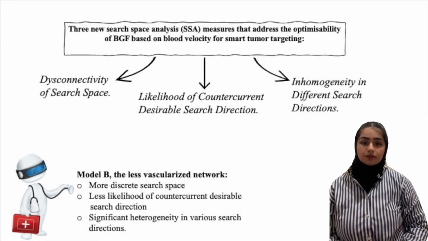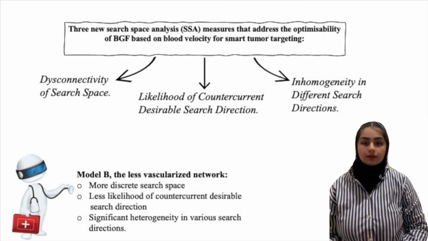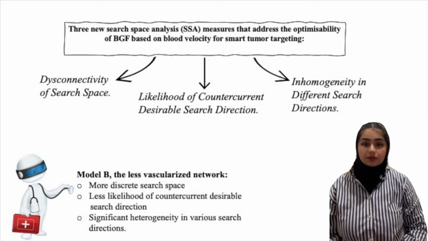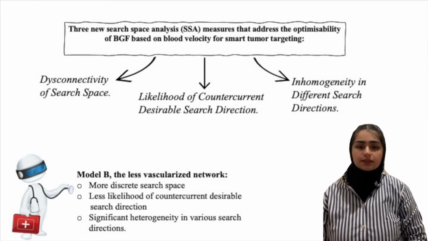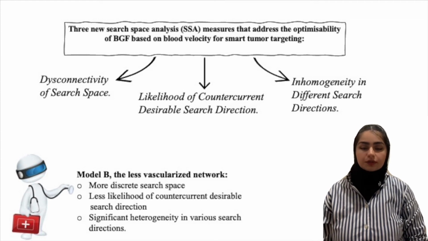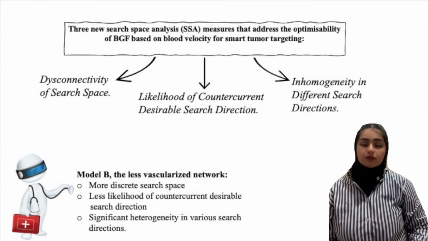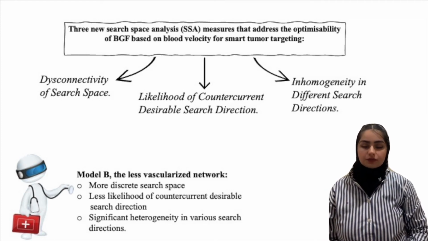The application of these measures concluded that for Model B, the less vascular model, firstly, a more discrete search space was observed. Secondly, there is a lower likelihood of counter-current desirable search direction. And finally, a significant heterogeneity in various search directions was observed.